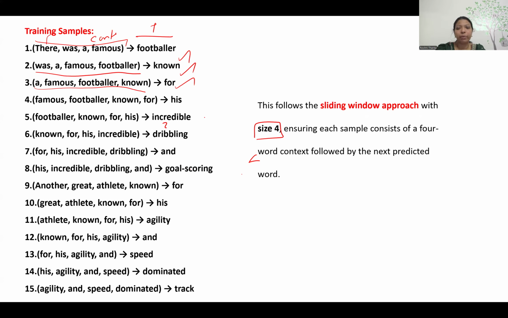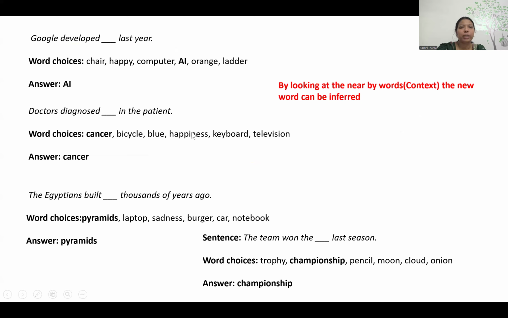words. Likewise, in real life, it has a huge training sample, and it will keep aside so that it can find the best suitable word for this. Let's say, for example, Google developed... and it has many choices. Last year. So chair is there. Google developed chair. Is it a suitable word? No. Based on this given context, Google developed dash last year. What will be the most similar word here? AI. Google developed AI last year.